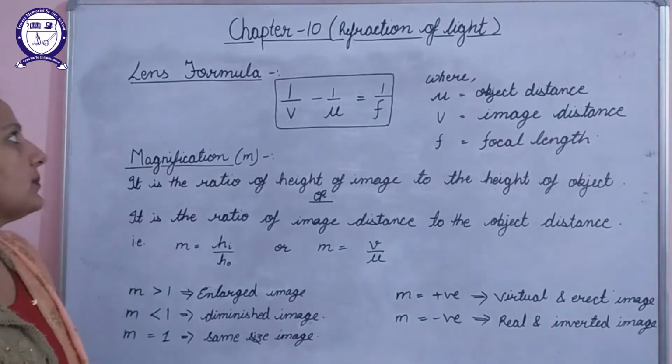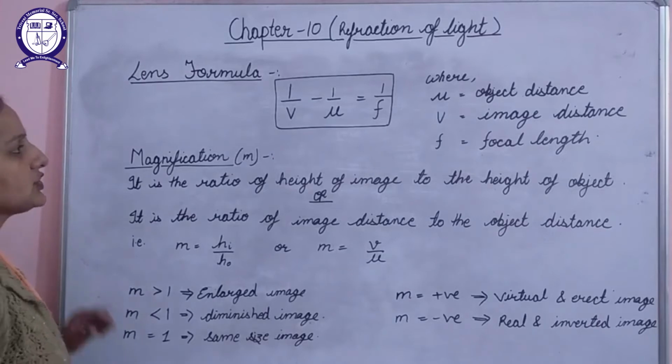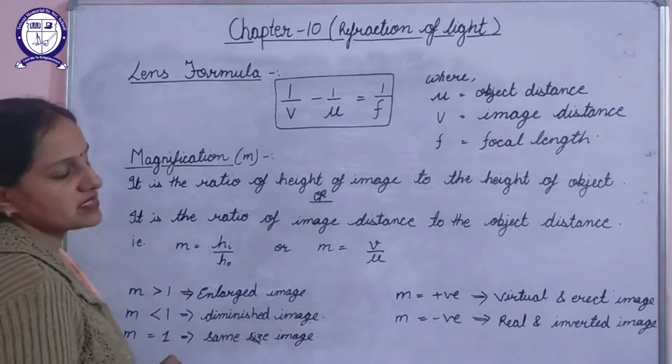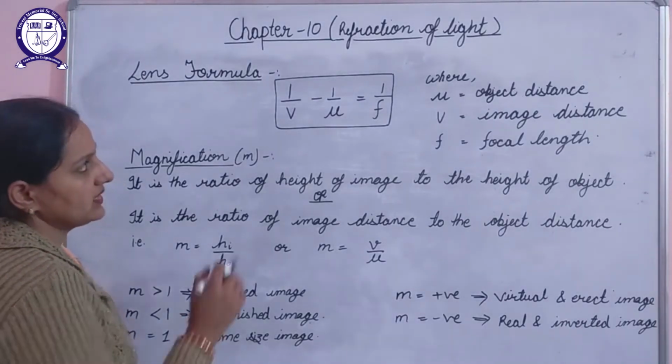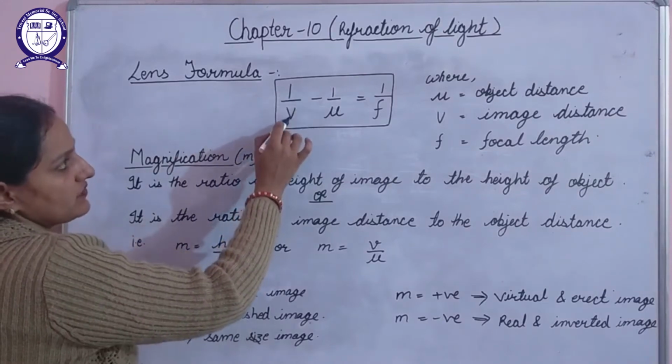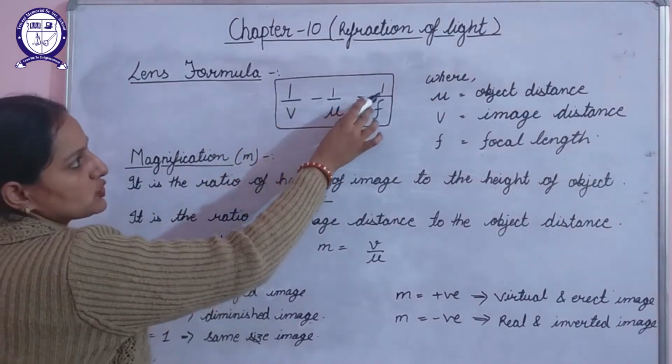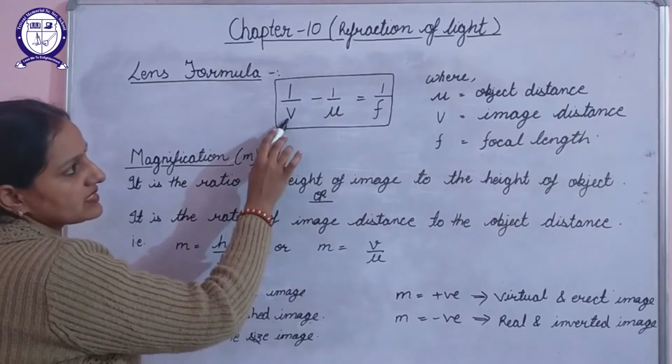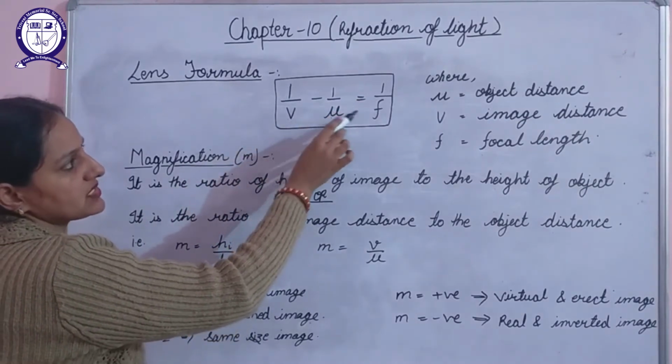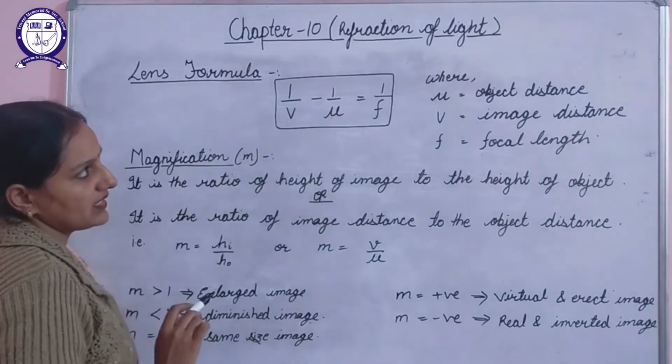Next is lens formula. Lens formula is a formula which gives the relation between object distance, image distance and focal length. Lens formula is 1 by V minus 1 by U is equal to 1 by F, where V is the image distance, U is the object distance, and F is the focal length.